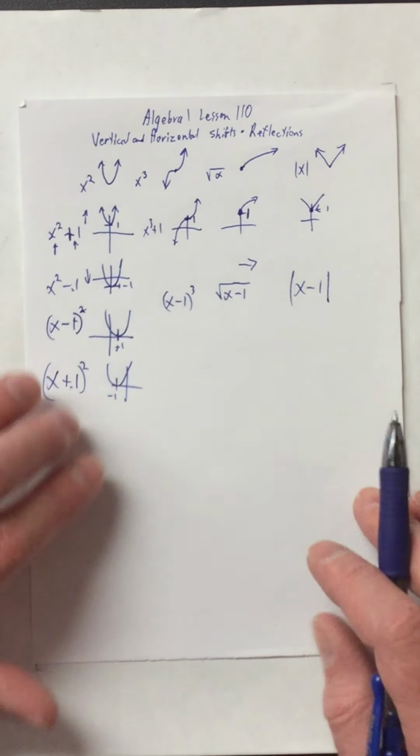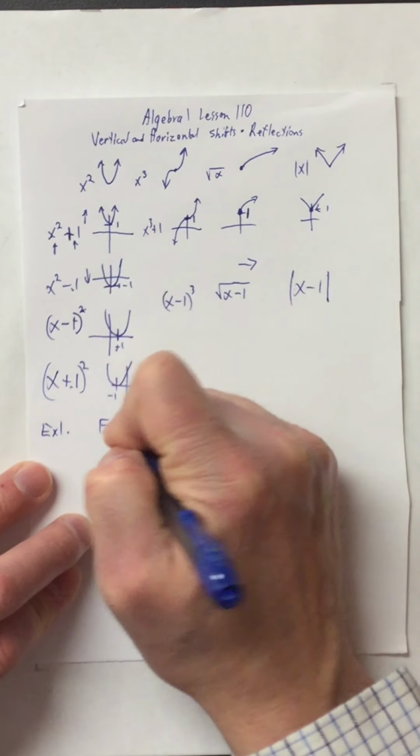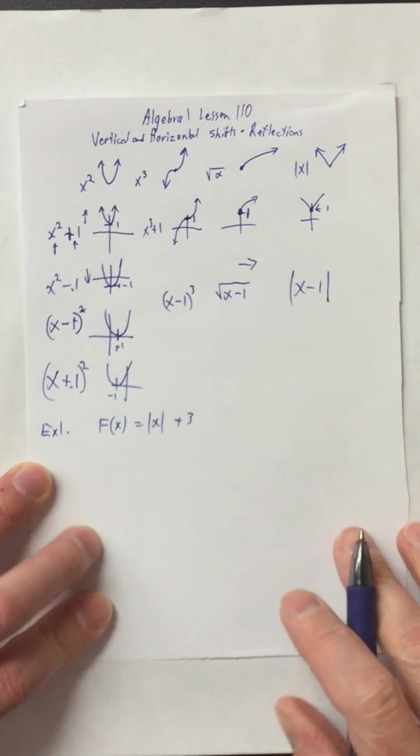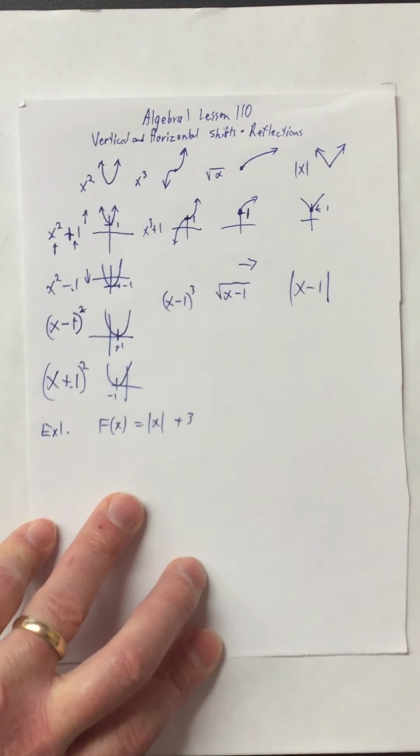Let's work through the two example problems there. Example 1 says f of x is equal to the absolute value of x, plus 3. So, sketch it on a graph. You can just write it inside your box there.